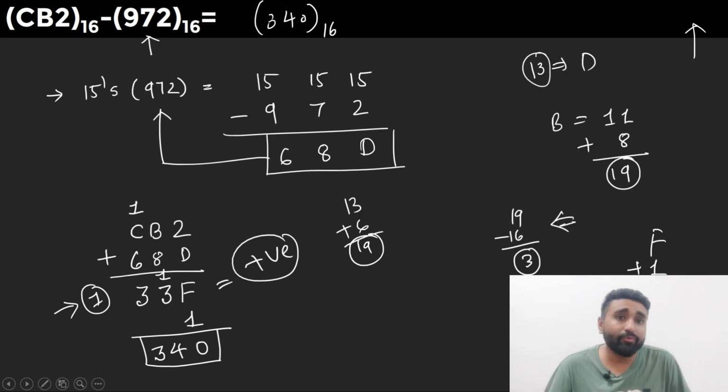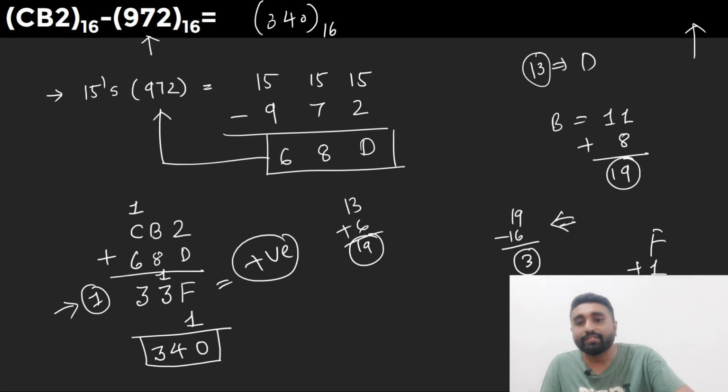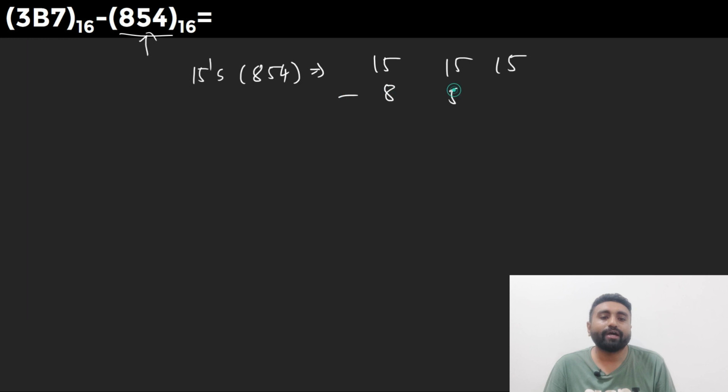So this example we have taken in the previous videos also. So from that you can compare the answers and understand how the conventional method is different from this method. Okay, now let's jump back to the second example. Here this number is our negative number, so we will find the 15's complement of 854.